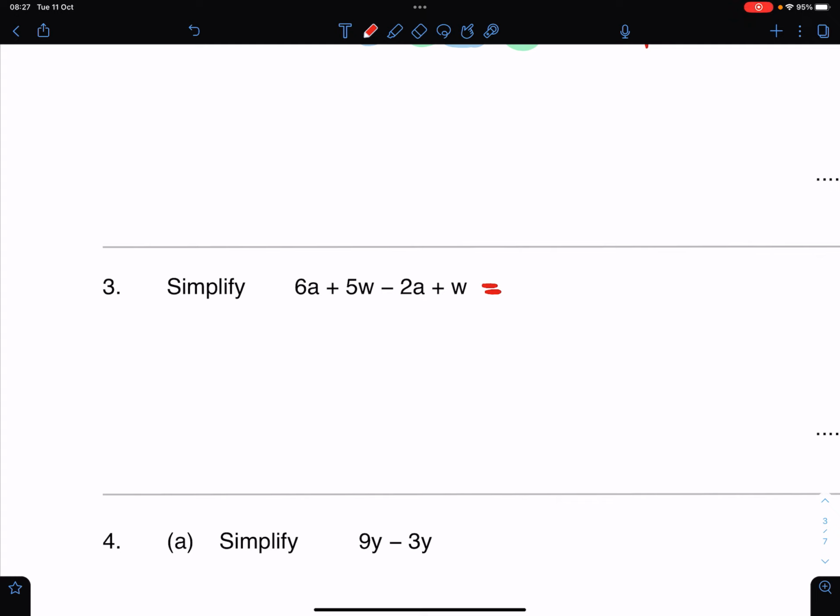So like terms are going to be 6A and negative 2A. Not 2 A's, we're going to say negative 2 A's, to keep in our mind it's a negative, okay? Another like term will be 5W and W. So what you're going to do is 6A minus 2A. What is it? 4A. So it's going to be 4 A's.